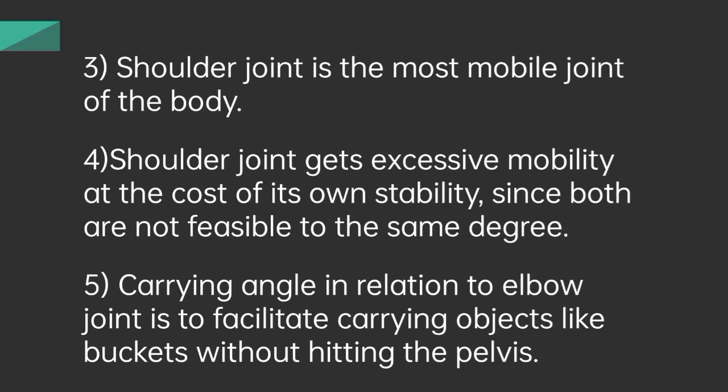The carrying angle in relation to the elbow joint is to facilitate carrying objects like a bucket without hitting the pelvis. The carrying angle is the angle formed between the long axis of the humerus and the long axis of the forearm. If we take these two lines, they join and form a particular angle. Males and females have different degrees of angles. In females the carrying angle is more than in males because of the wider pelvis.